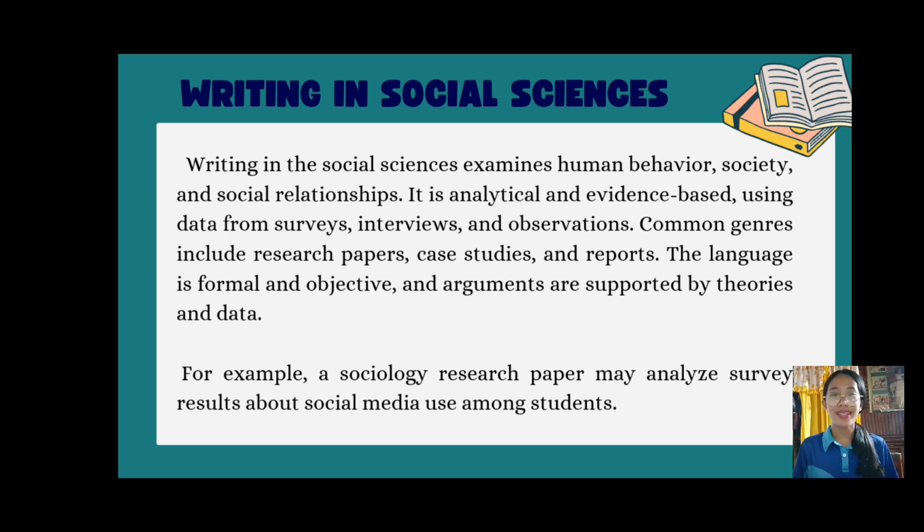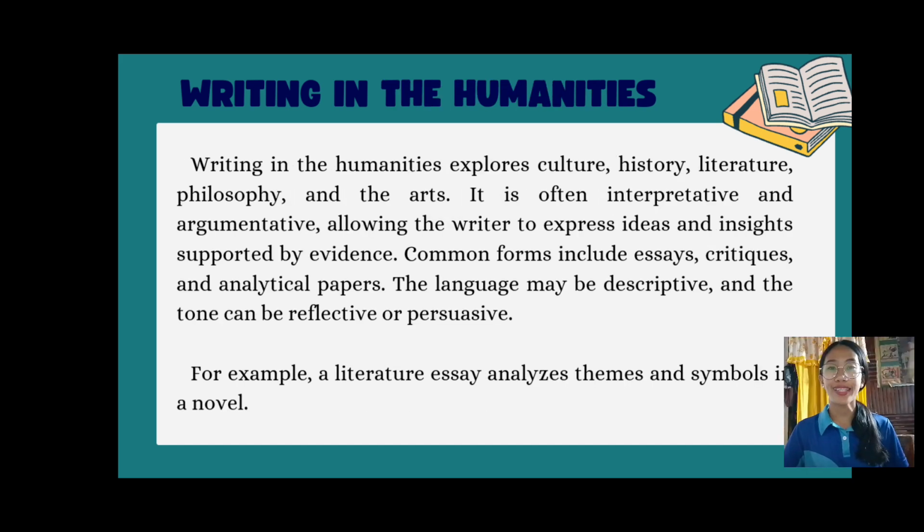Next is writing in social sciences. So this is analytical and evidence-based. It uses data, theories, and research findings. For the next one is writing in humanities. So it focuses on interpretation and argument. It allows writers to analyze culture, history, and literature.